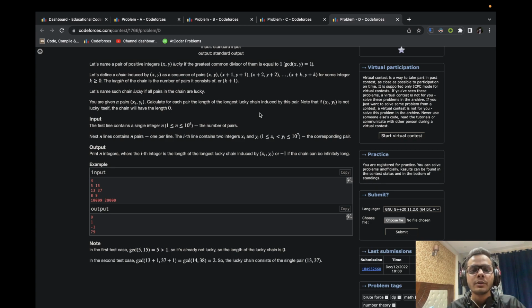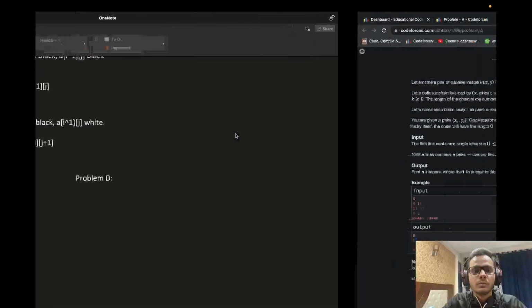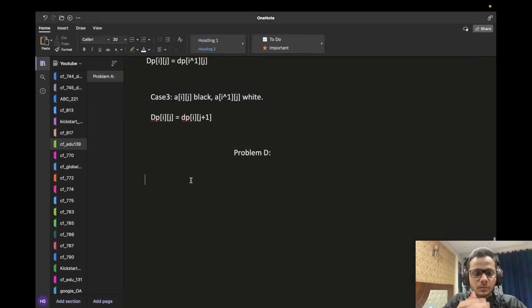So for all values of k, xi plus k and yi plus k are co-prime, it might be possible. In that case, we need to output -1. Okay, cool. I hope the problem is clear enough.